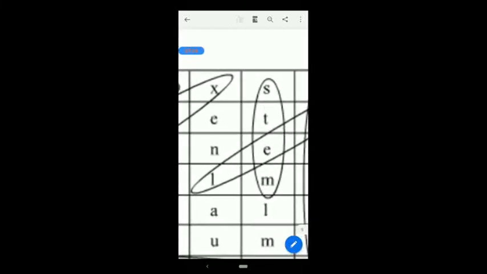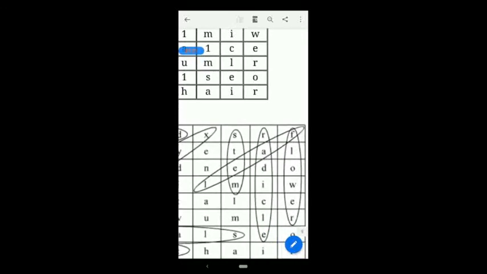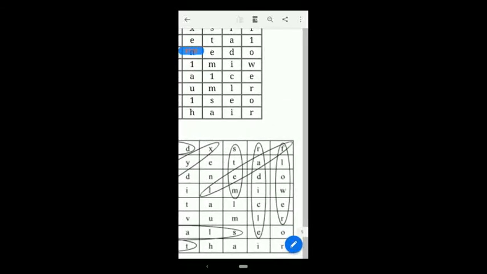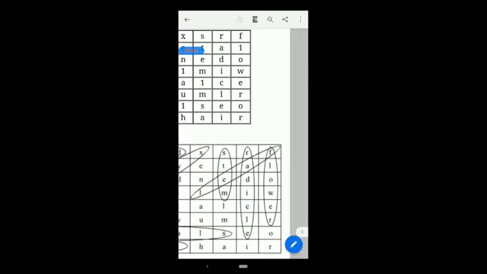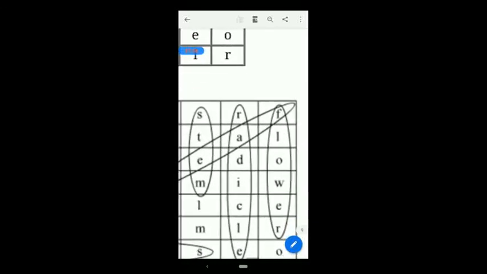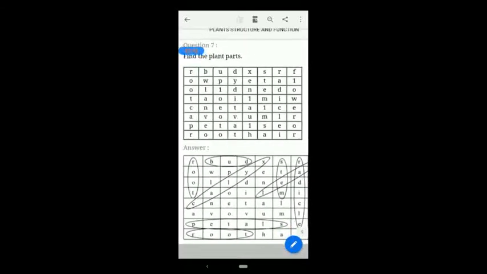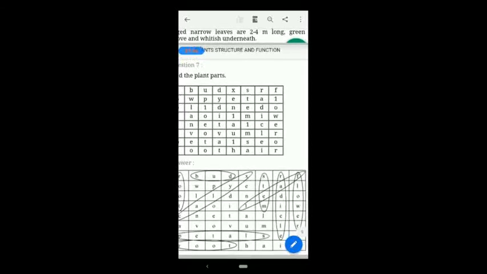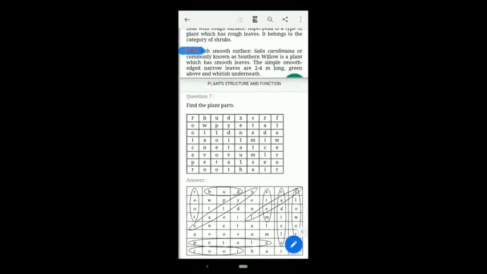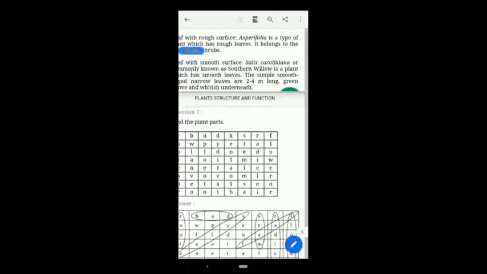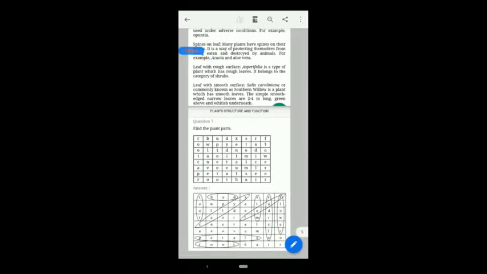Stem, STEM, stem. Leaf in a diagonal format. Radicle, radicle is the part that grows under the soil. Flower, root, petals. No need to write it twice. Only once you draw such a block and with the help of a pencil you draw such a structure.